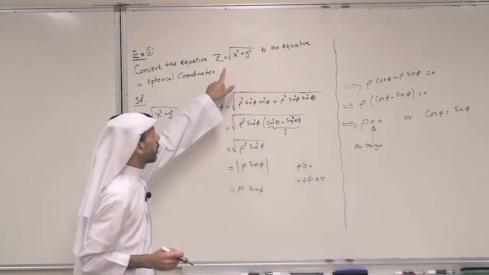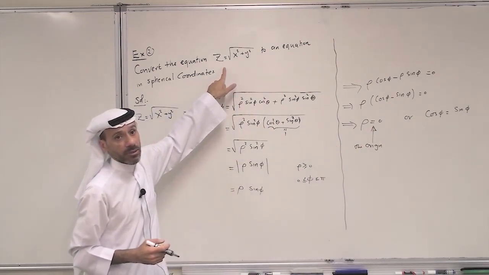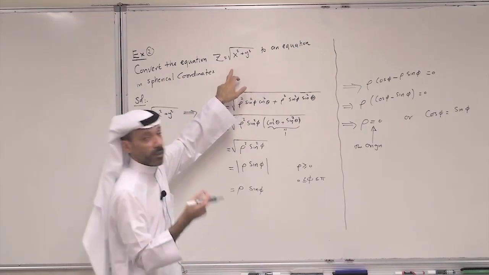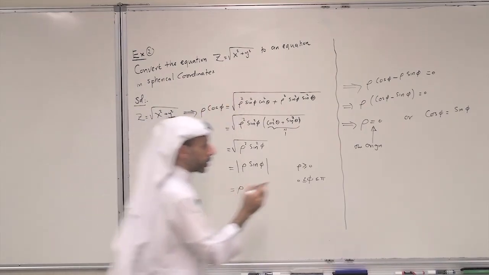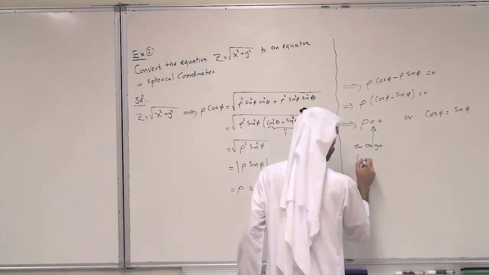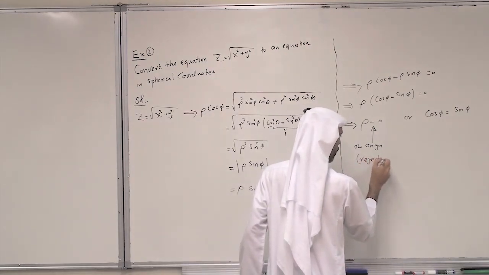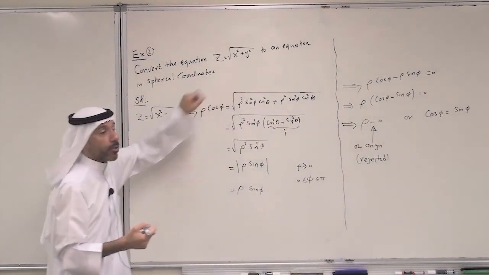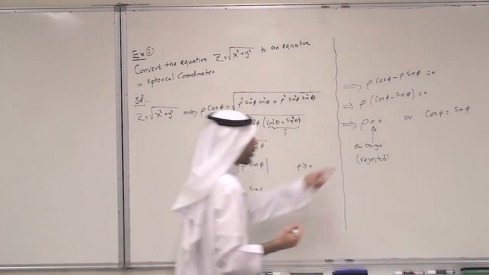But the given equation is really not an origin. It is a cone, an upper cone, z equals root x squared plus y squared. It is not a point. It is a cone. So this is rejected, because this does not represent the equation of the given cone. Okay, so this is out.